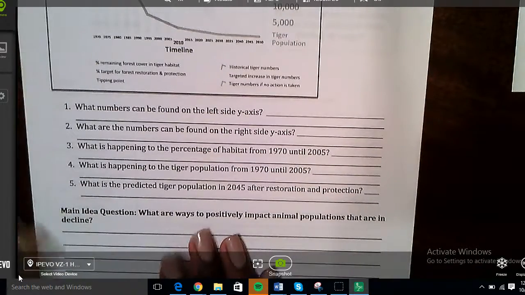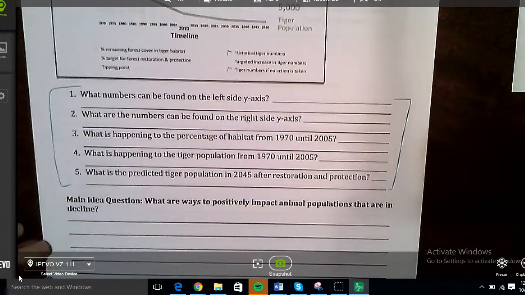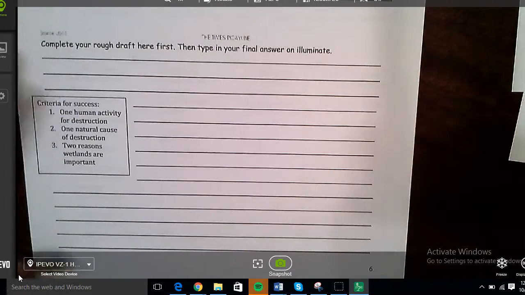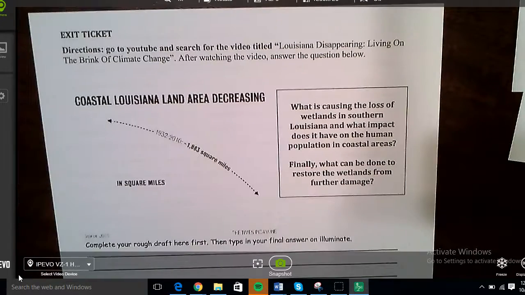Evidence 5-2, you are going to do silent and solo. I'm going to grade this on my own. This is going to be a quiz grade, so make sure that you answer this completely. Don't forget your main idea question at the bottom. Now, once you have finished that, you're going to your exit ticket. So if you need to pause the video here to do evidence 5-2, go ahead and do that right now.